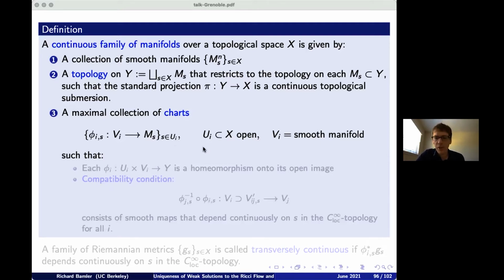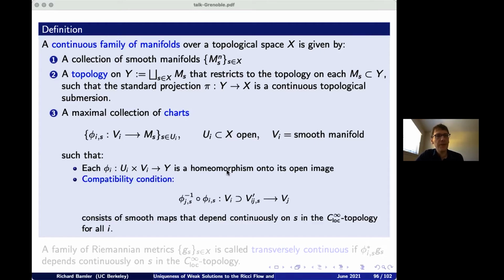And I want the following compatibility properties to hold. First of all, if I view this map as a map from U_i cross V_i, then this should be a homeomorphism onto its open image. And I want the compatibility condition such that if I look at two such charts and I map from V_i into V_j for every S, this may not be defined everywhere, so let me just take the open subsets where this is defined, then this consists of smooth maps from V_i to V_j that depend continuously on S in the local C infinity topology.